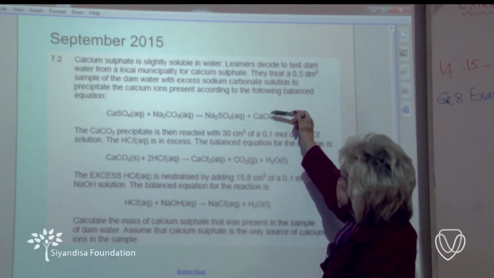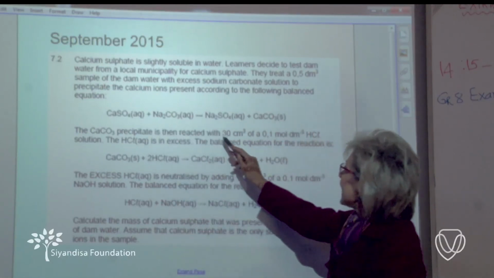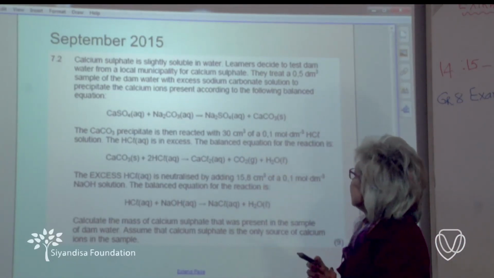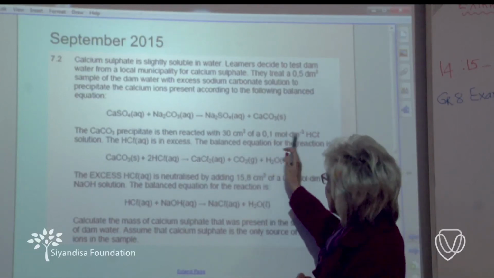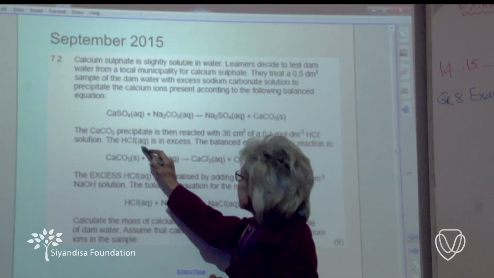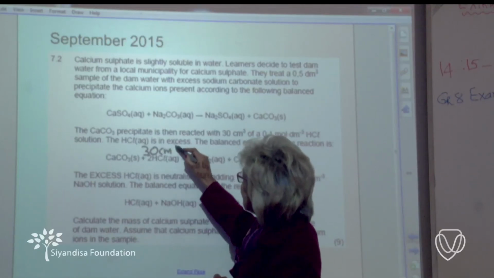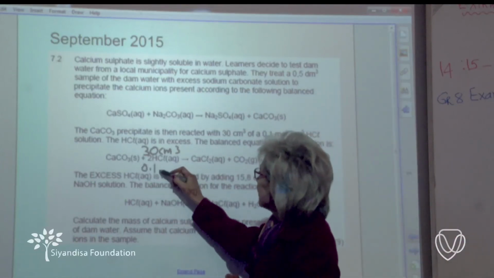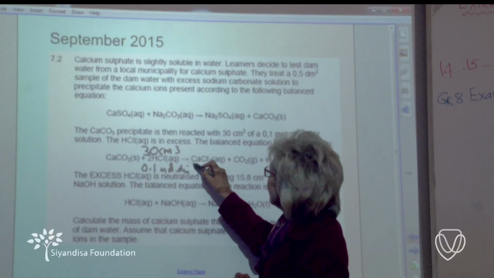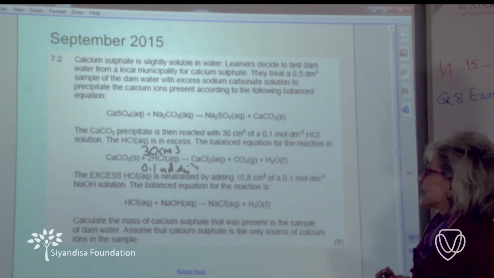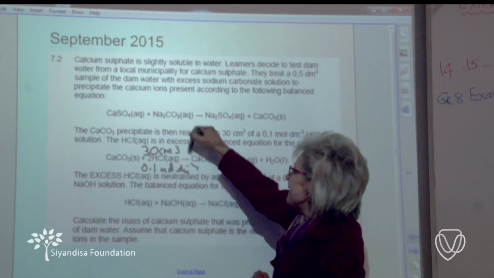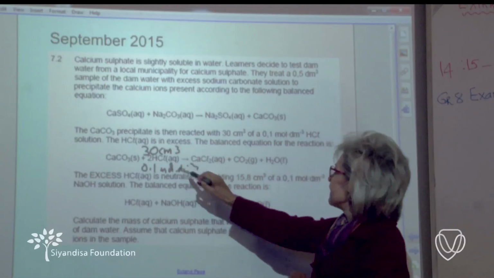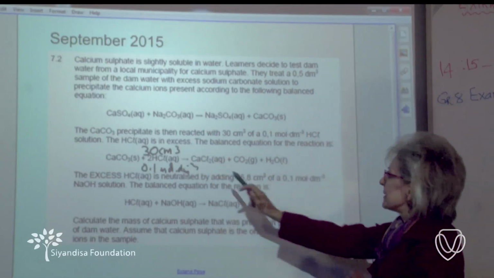Now, the calcium carbonate precipitate is then reacted with 30 cubic centimeter of a 1 mole per cubic decimeter HCl solution. So let's write down what we've got. 30 cubic centimeter, here's our balanced equation. For this one, we've got 30 cubic centimeter of HCl, and the concentration is 0.1 mole per cubic decimeter. The HCl is in excess. This now means there's no point at this point to calculate the amount of mole because this is in excess. The balanced equation for the reaction is given.